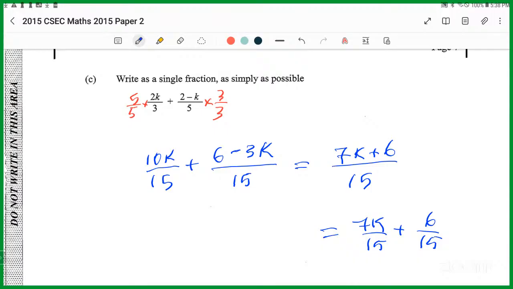But the question said a single fraction. So you don't want these two, right? It said a single fraction, so we cannot do this. That's your single fraction right there.